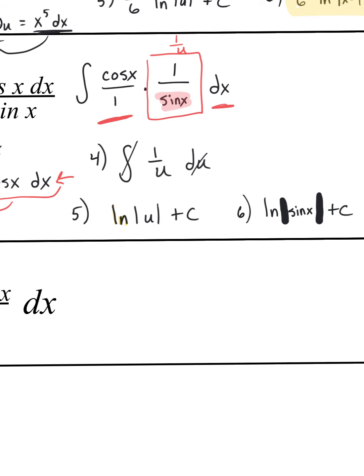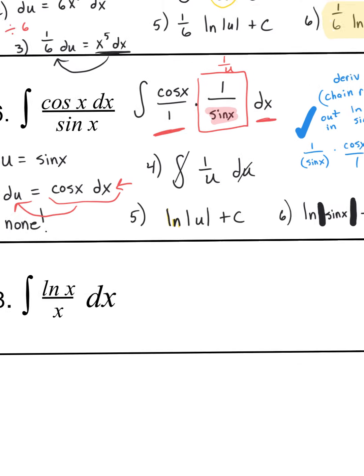Let's check this one. Let's take the derivative. The outside, this is going to be a chain rule. My outer function is ln. My inner function is sine of x. So let's go to work. The derivative of the outer is 1 over something, the inner is sine of x, and the derivative of the inner is cosine of x. And that's what we started with.